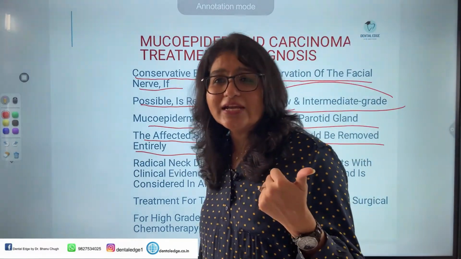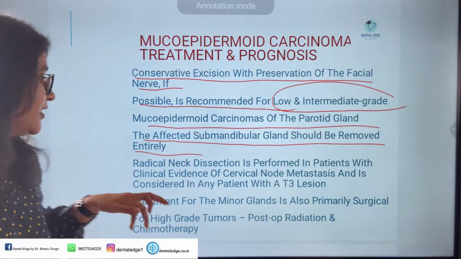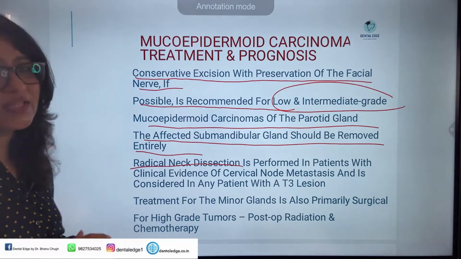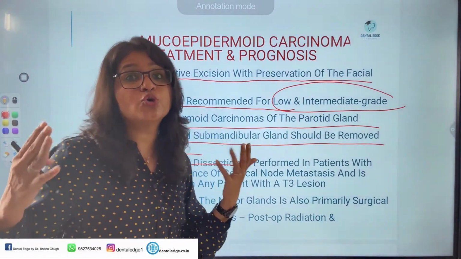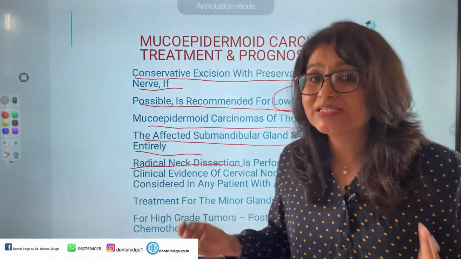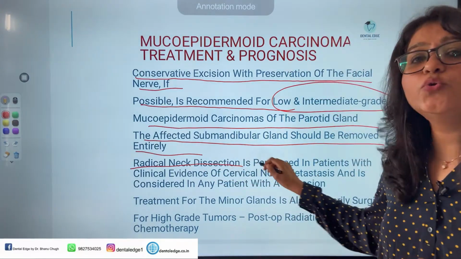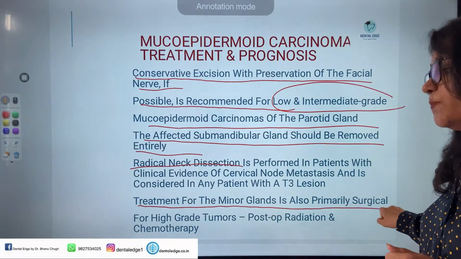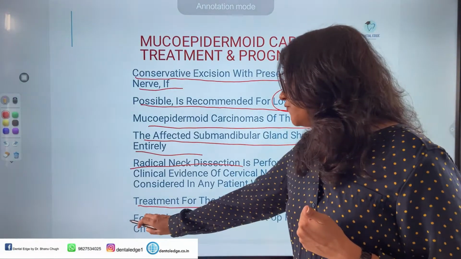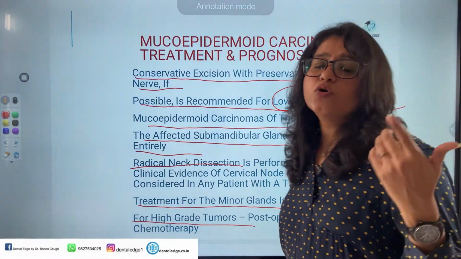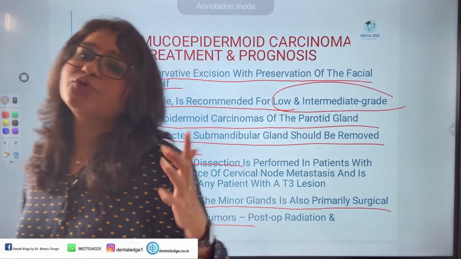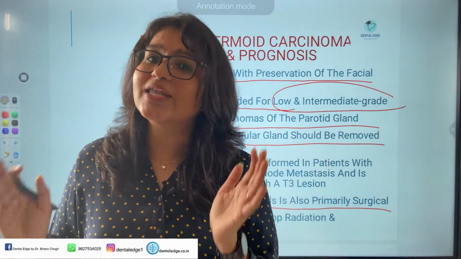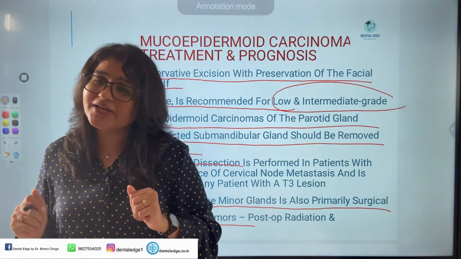In case of high grade tumors or large tumors, radical neck dissection is also performed in patients with high grade tumor or patients who show cervical lymph node metastasis, right? In such cases, we will do radical neck dissection. Treatment for minor salivary glands is also primarily surgical, and for high grade tumors, post-op irradiation and chemotherapy is also recommended, right? So the basic line of treatment is surgical excision, especially for the low and intermediate grade tumors.